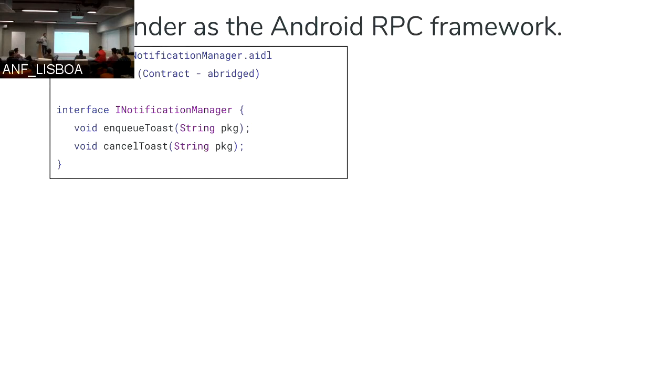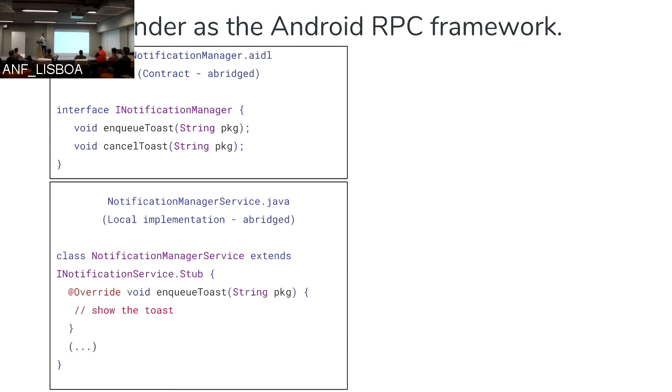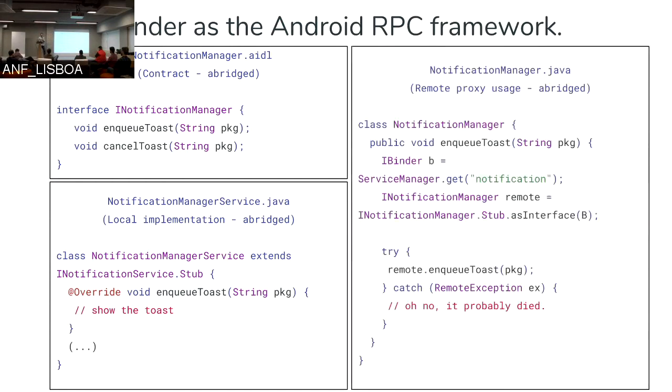It's like a Java interface, like we talked about. When you want to do a local implementation, you take that INotificationService.Stub, and you just implement a method, like actually showing it. And when you want to use it, you have this mountain of code that gets the notification service from a service manager and wraps it with the stub interface, and then you can call methods on it.